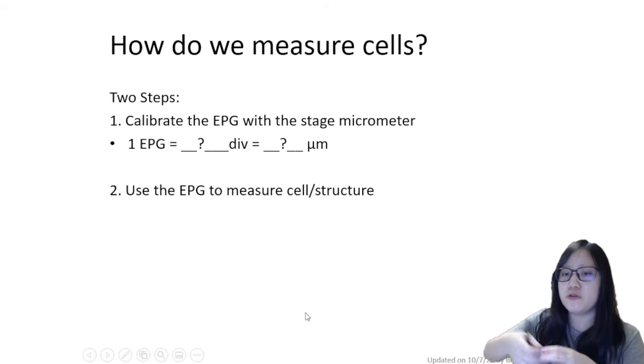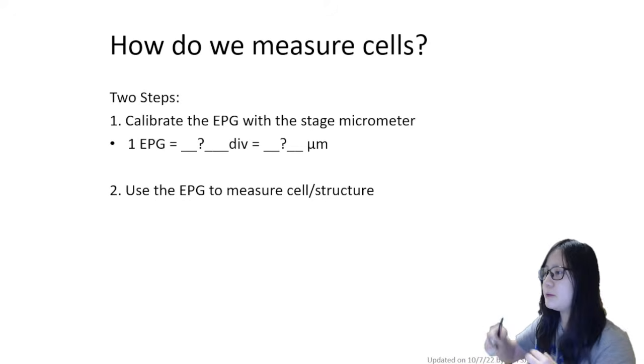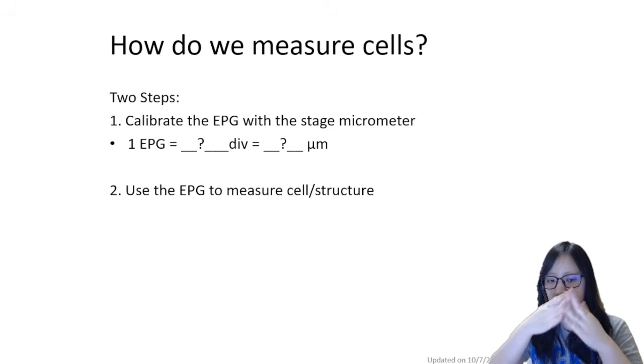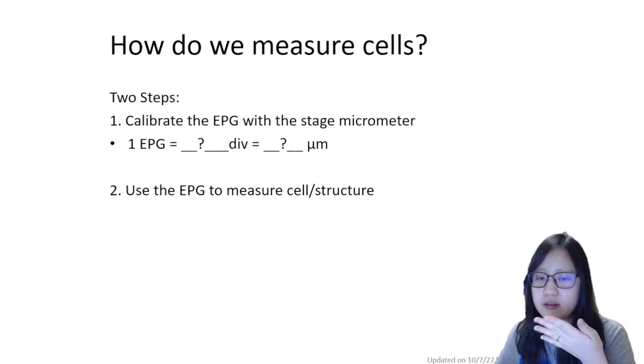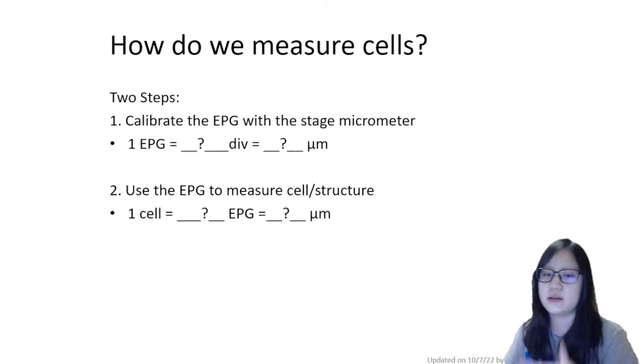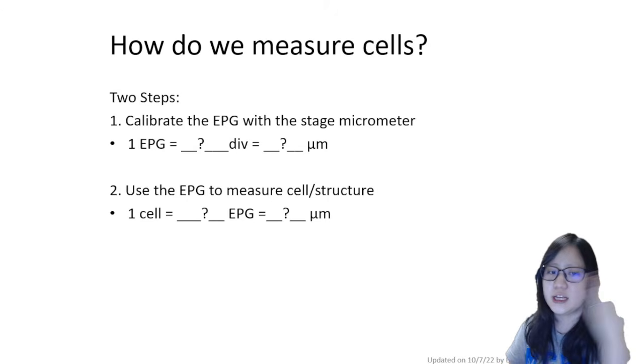So we remove the stage micrometer and we put in the specimen under the microscope. Then we look under it and use our eyepiece reticule to measure it. So it's a two-step process. I mean, you can switch it, it's fine. You can measure it using EPG and calibrate it, it's fine.